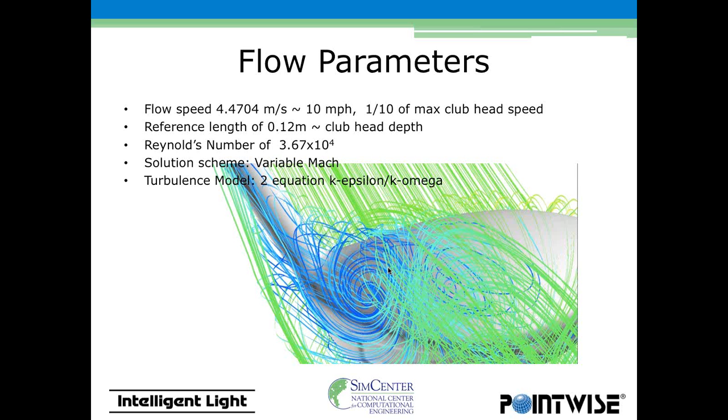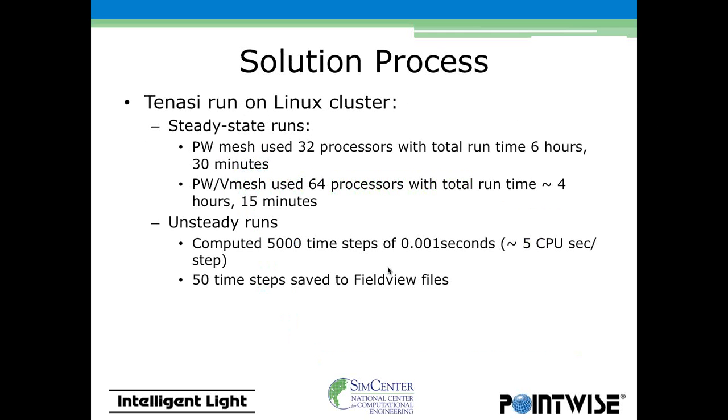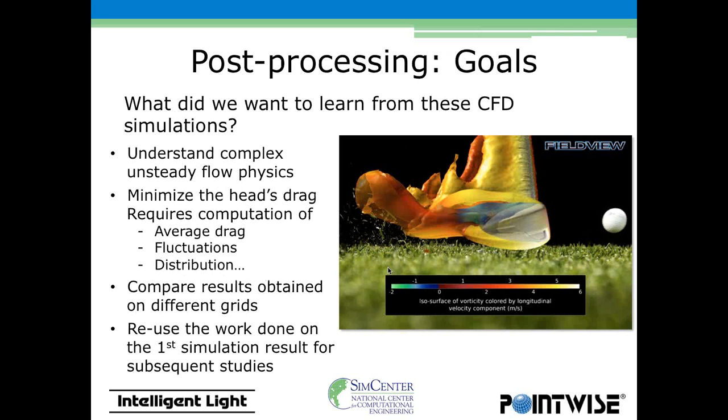And we used a solution scheme of variable Mach and the two-equation K-epsilon, K-omega turbulence model. The Pointwise mesh was run on 32 processors. It took about 6.5 hours. The voxel mesh was 64 processors, took about 4.25 hours. And the unsteady runs were computed with time steps of 1/1000th of a second, and they took about 5 CPU seconds per time step. And then 50 of the unsteady time steps were saved to FieldView files that you'll see in a few minutes. Oh, you will see now.